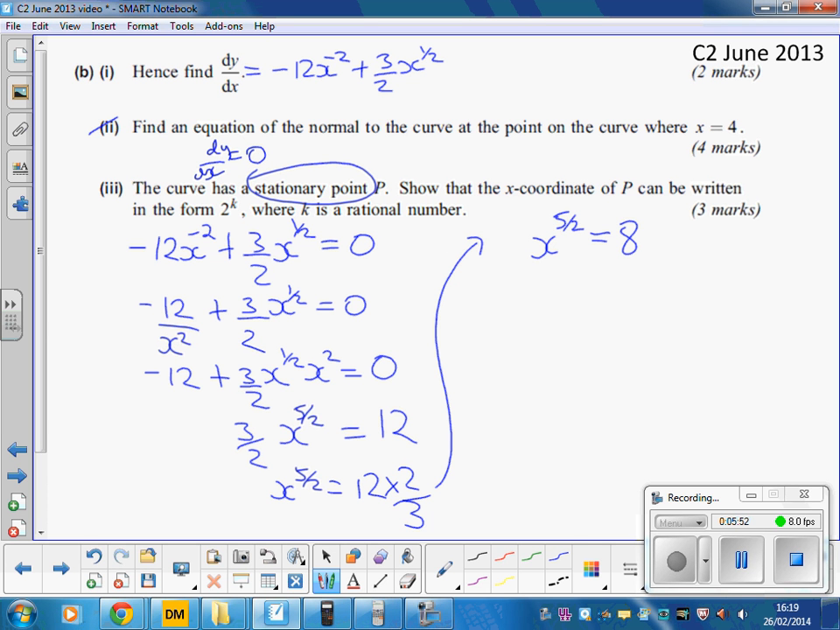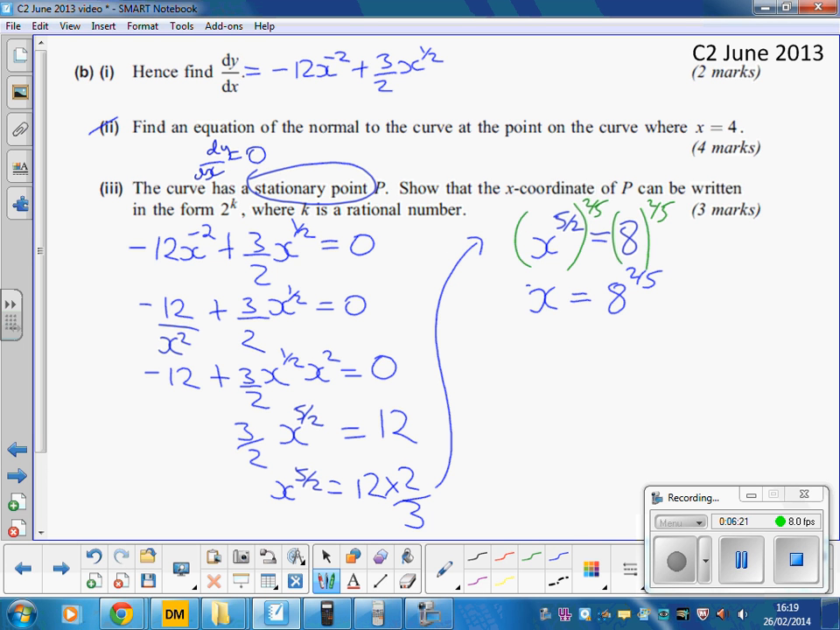Okay, so at this point, we need to get x on its own. So what I can do is raise to the power of 2/5 to both sides. On this side you'll end up with x to the power of 5 over 2 times 2/5, which is 1. So we get x to the power of 1 is 8 to the power of 2/5.